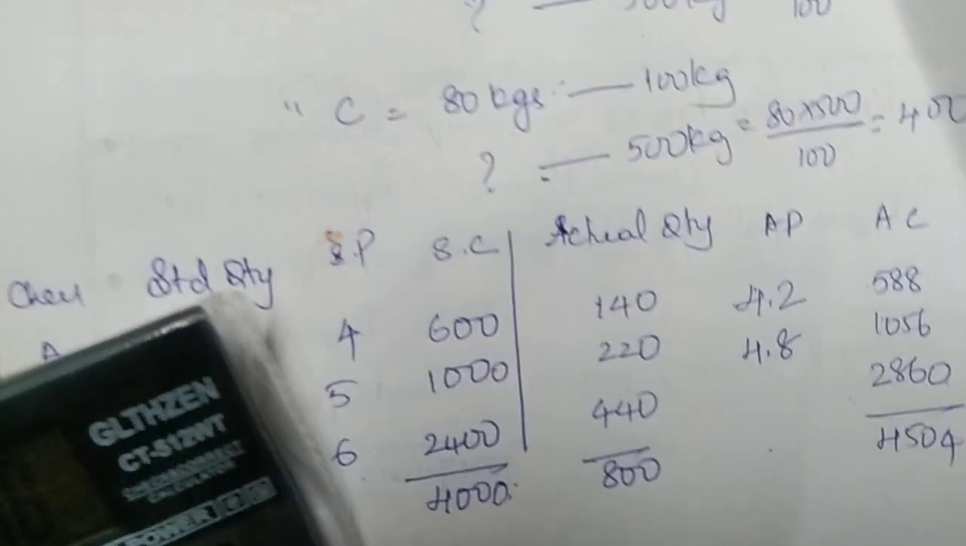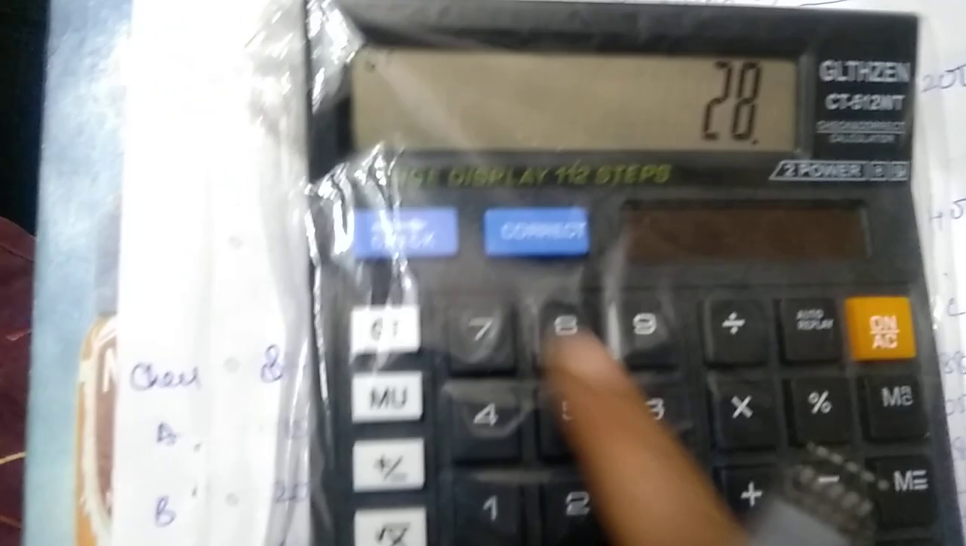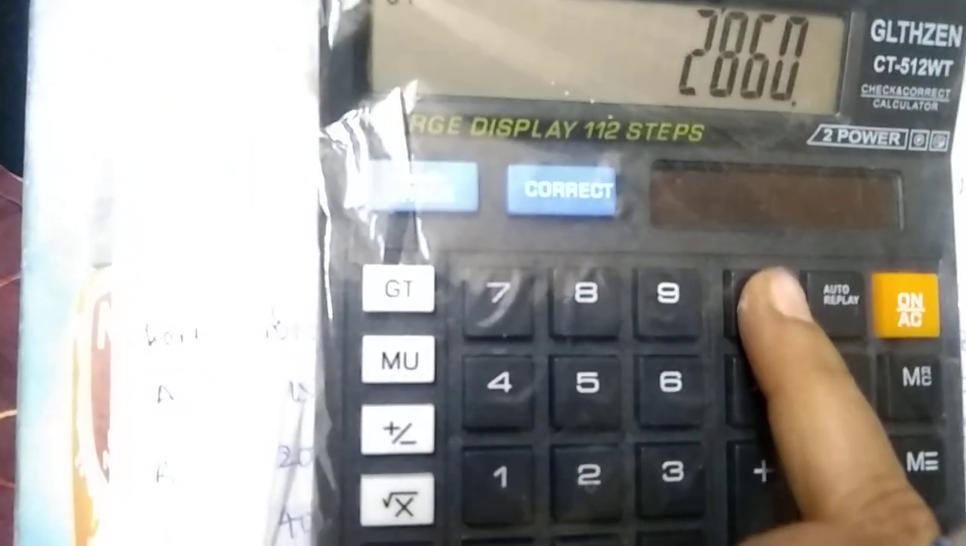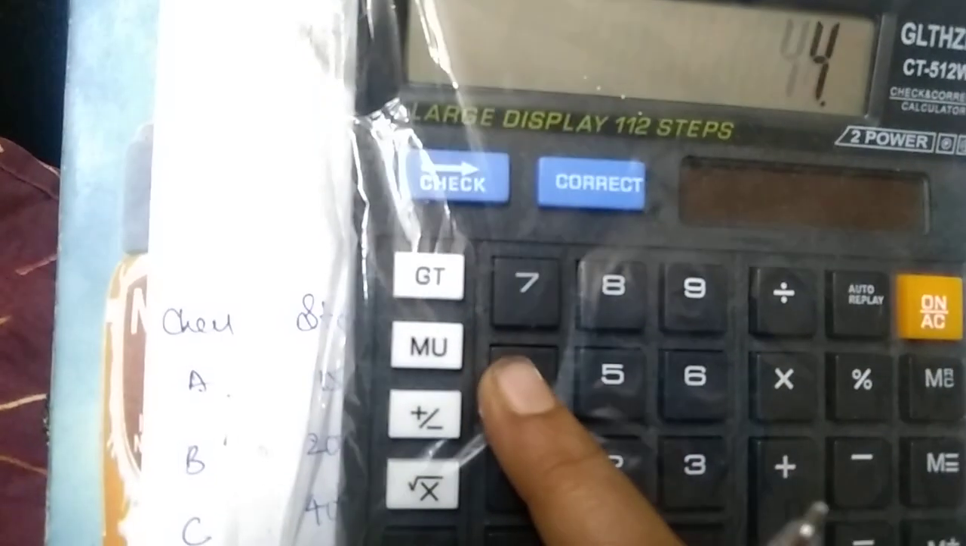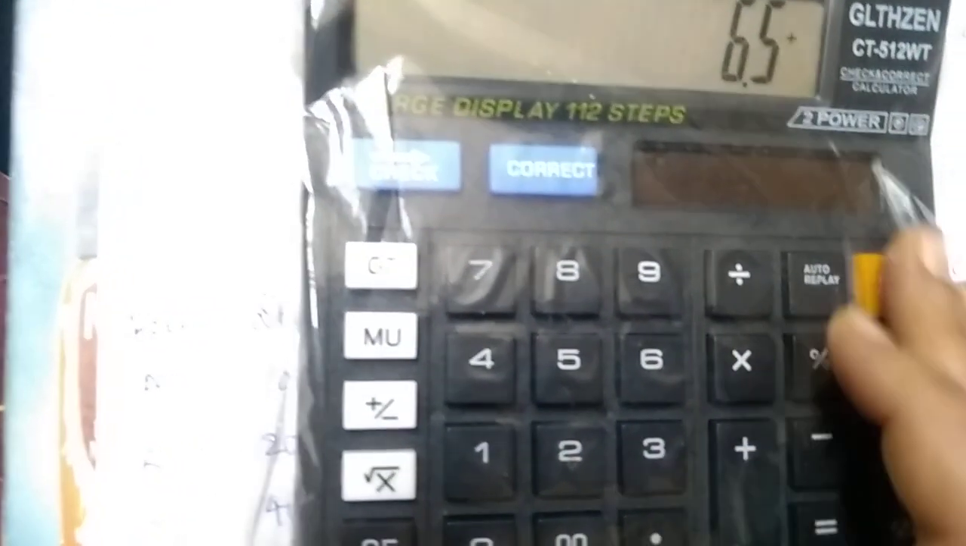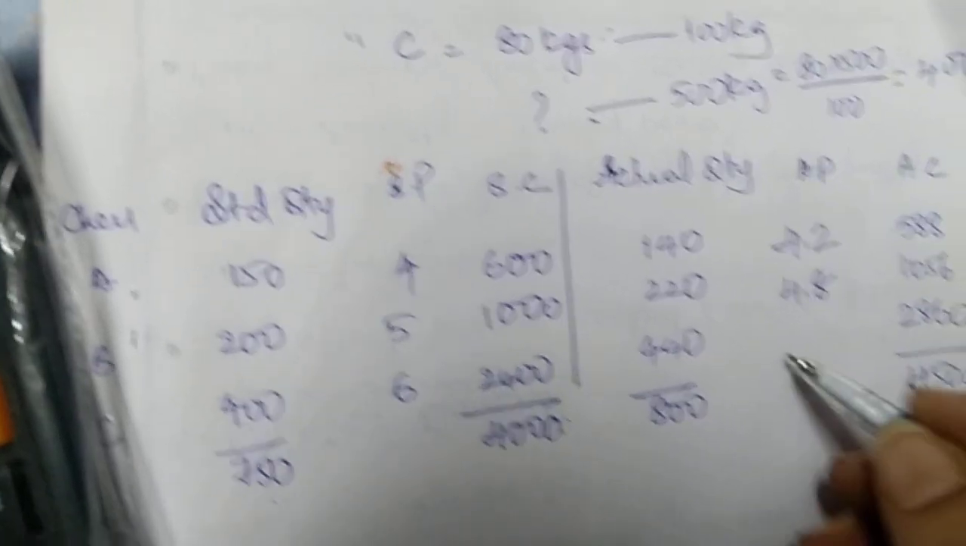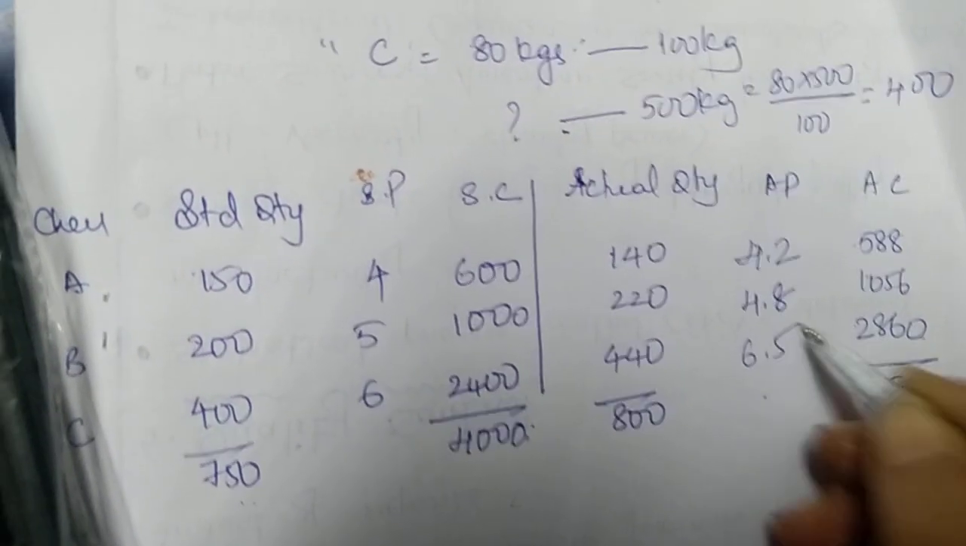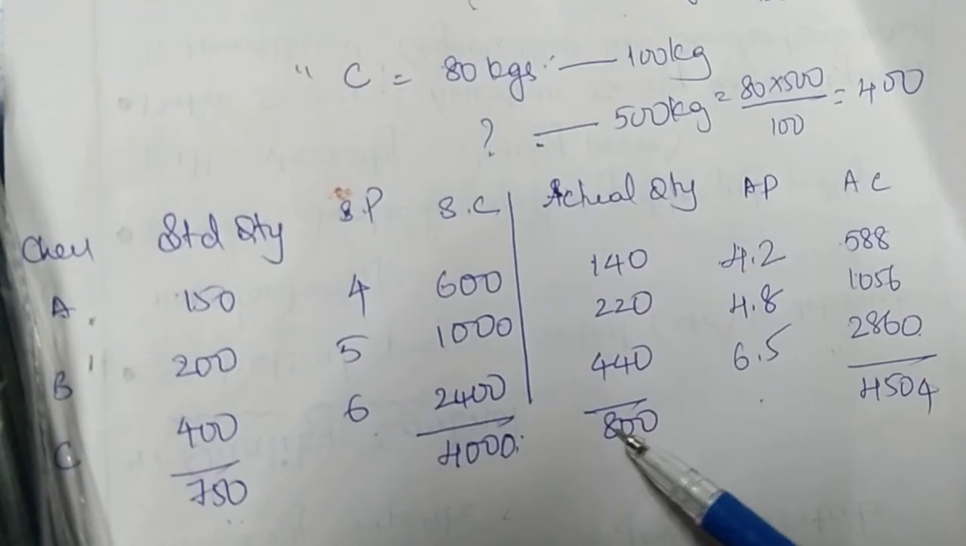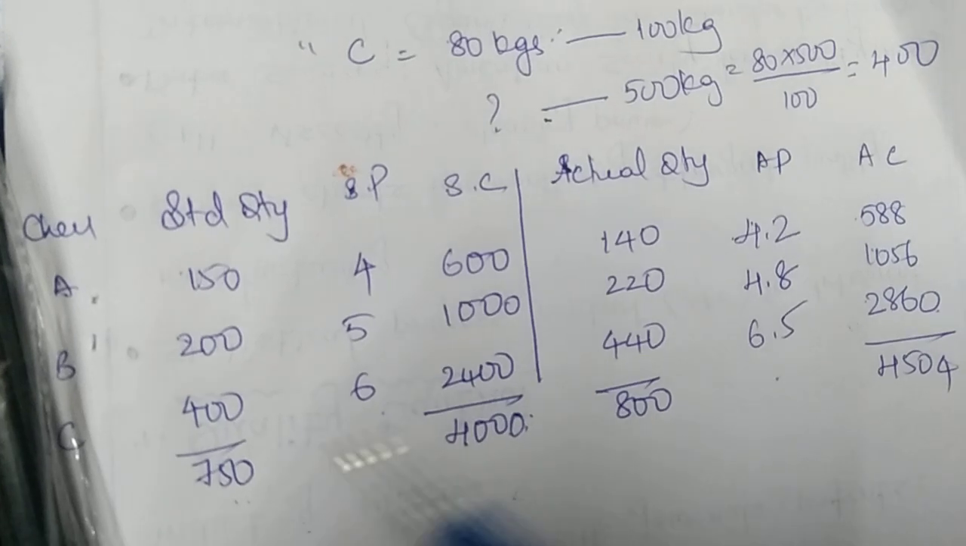And likewise I'm going to do this one also, that is 2860 divided by 440, which is 6 rupees 50 paisa. So simply I'm writing all my cost per unit, 6 rupees 50 paisa. So here the quantity is 800. See here, there is a difference in the quantity.